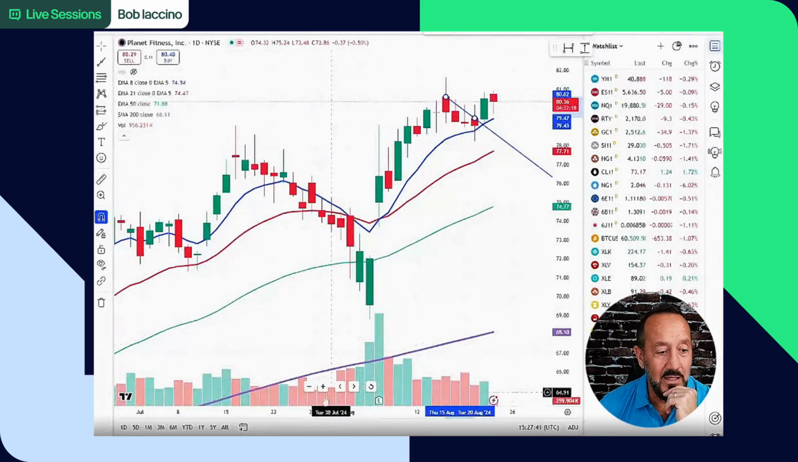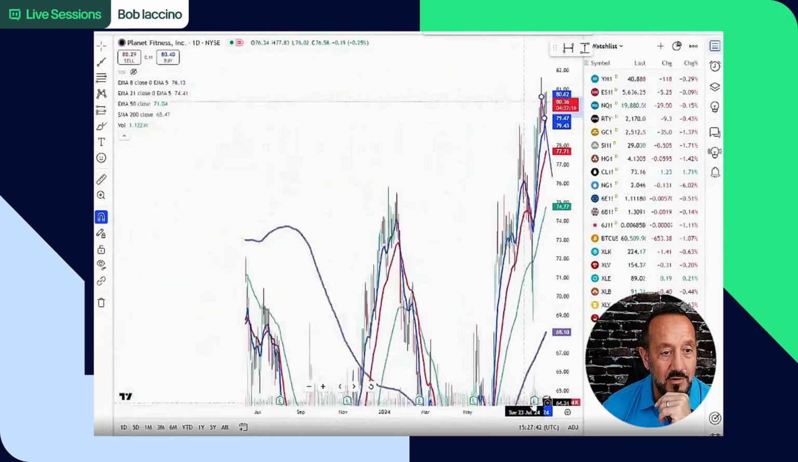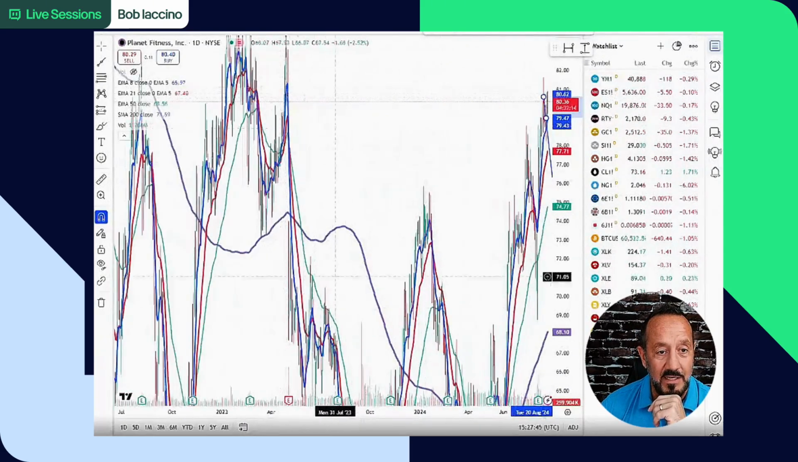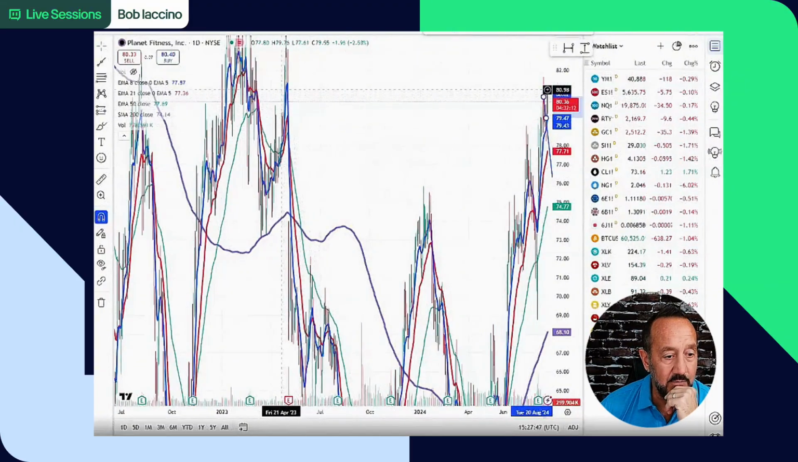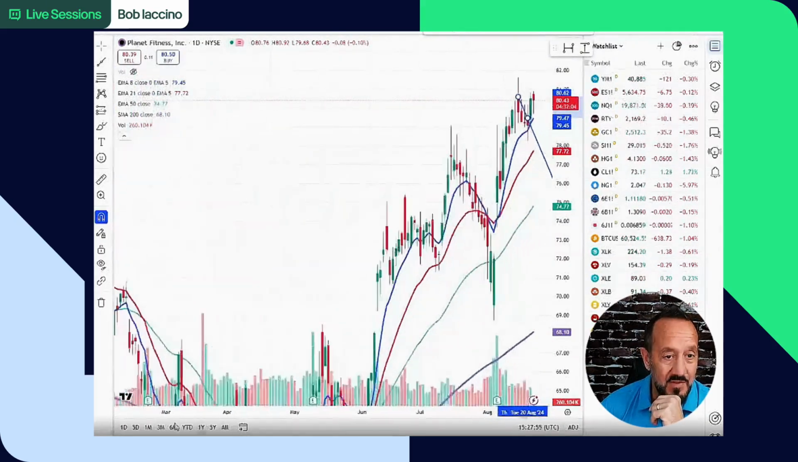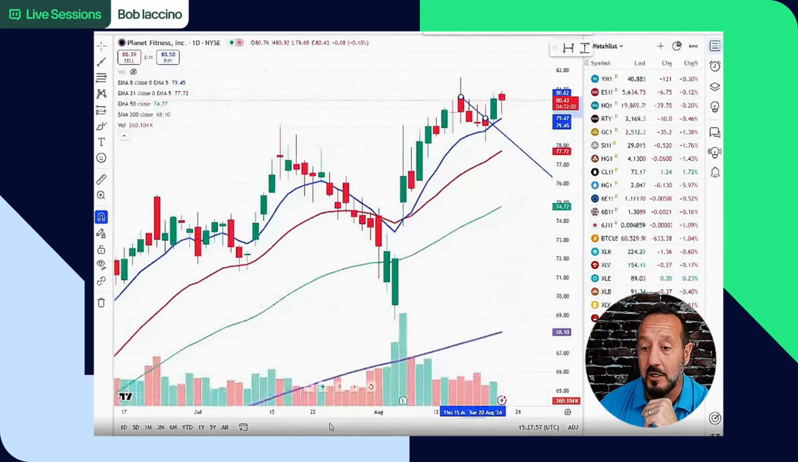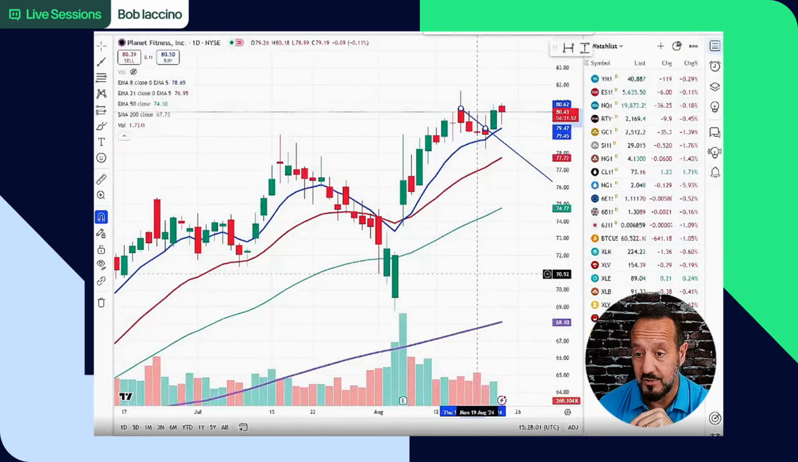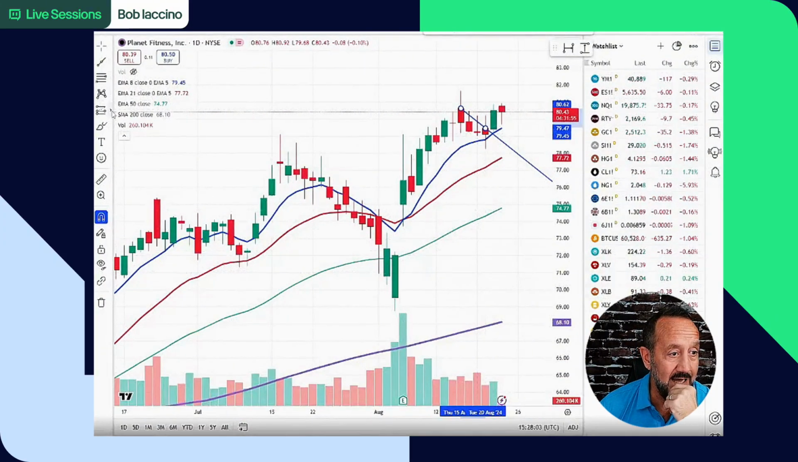Now, how do I figure my target for that? Well, I could go all the way back in time and try and find a high somewhere in here. But this data right here is over a year old. This is not as powerful as recent data. So I do the same thing. I find a measured move target. Now, before I enter the trade, I find a measured move target. And what do I do to use that?